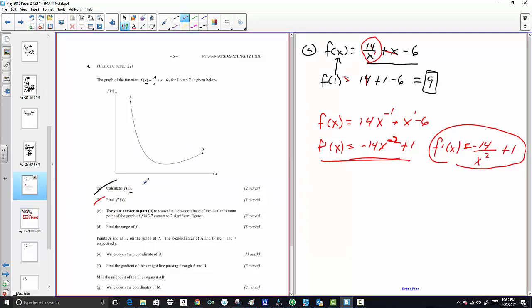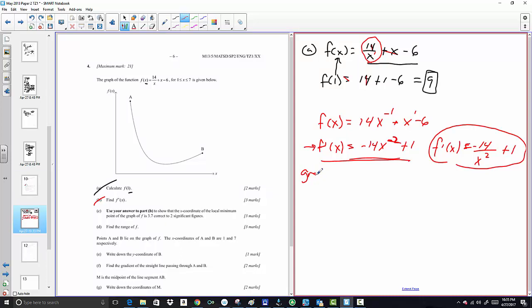Use your answer in part B, your derivative, to show that the x-coordinate of the local minimum of the graph of f is 3.7, correct to 2 significant figures. This is a derivative, and the derivative is basically a gradient of a tangent line. That's what this means. This whole thing is a gradient of a tangent line.